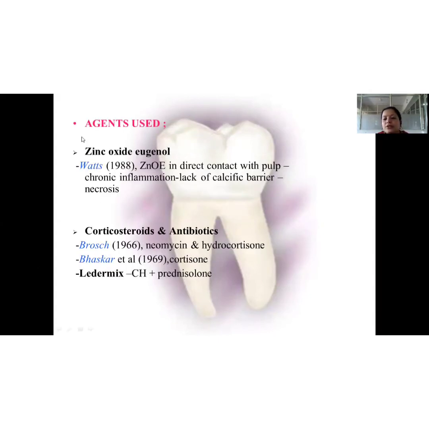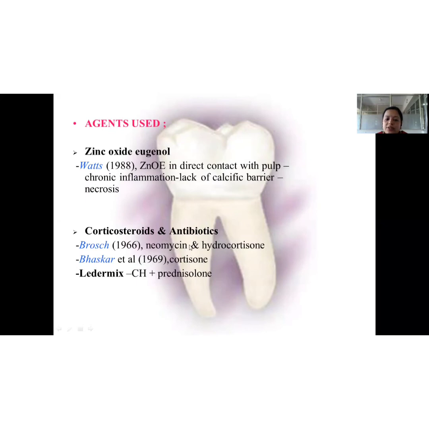Now, what are the agents used in case of direct pulp capping? First is zinc oxide eugenol. With direct contact with the pulp, chronic inflammation occurs, and there is lack of a calcific barrier and necrosis.